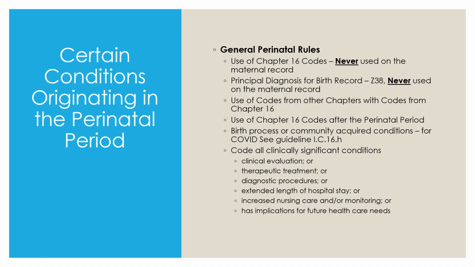Number three, use of codes from other chapters with codes from Chapter 16. Codes from other chapters may be used with codes from Chapter 16 if the codes from the other chapters provide more specific detail. Codes for signs and symptoms may be assigned when a definitive diagnosis has not been established. If the reason for the encounter is a perinatal condition, the code from Chapter 16 should be sequenced first.